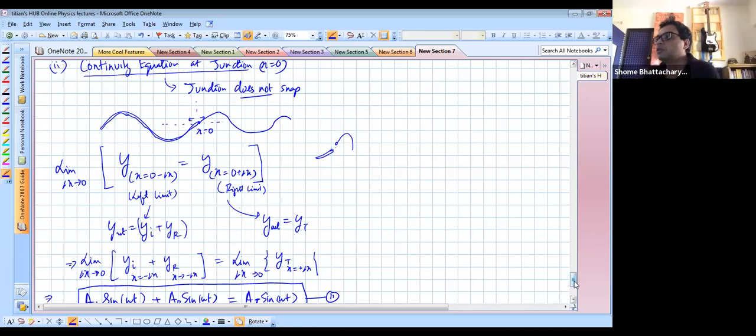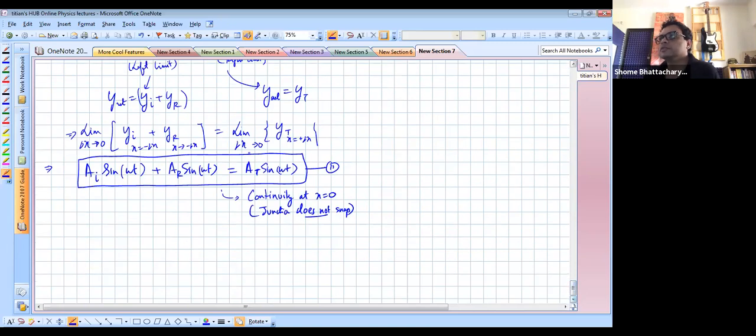Okay, so let's understand what we got from these equations now. So this sine omega t is just common everywhere. So this actually gives us that E incident plus E reflected is equal to A transmitted. So this is our second equation.